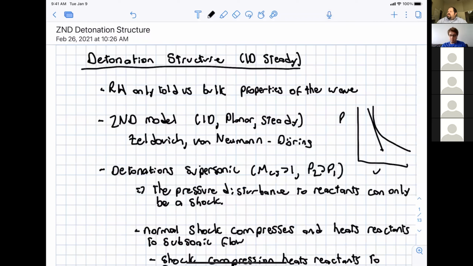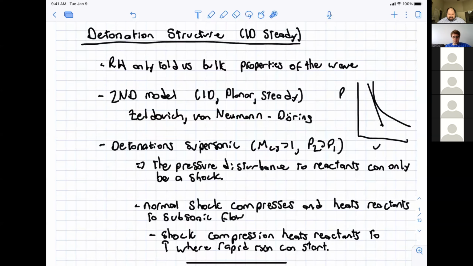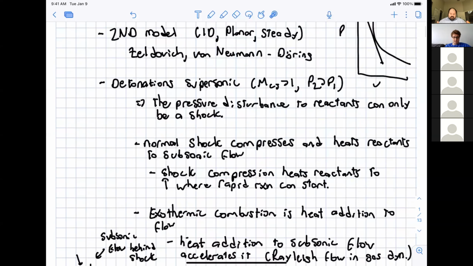So we were discussing the detonation structure in 1D and how to compute that. That's called the ZND model, or the Zeldovich-von Neumann-Döring model. Essentially, they realized that given the speed of the detonation, the Chapman-Jouguet detonation and the reaction zone are sonically isolated, so it moves as a unit.